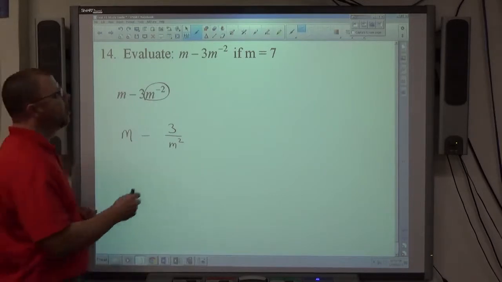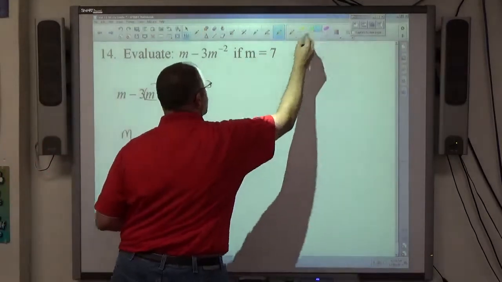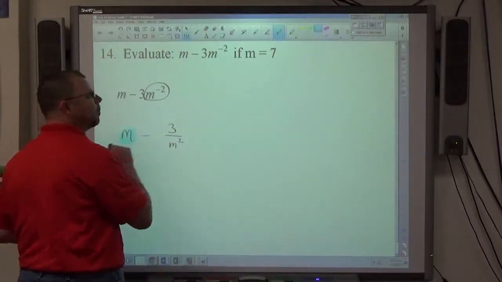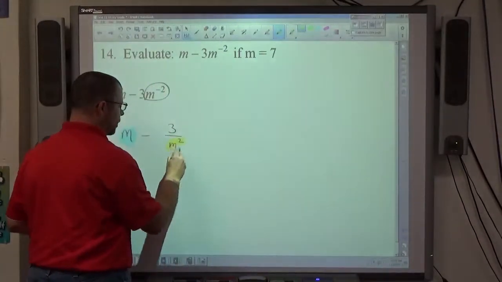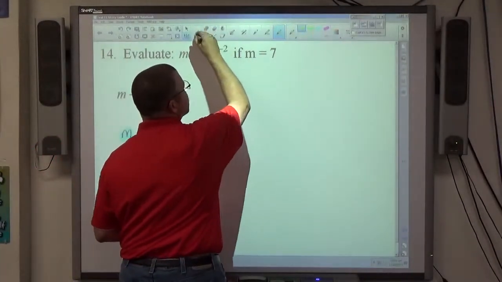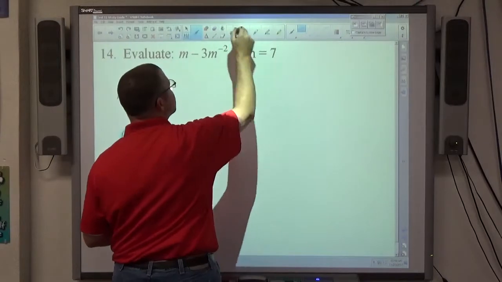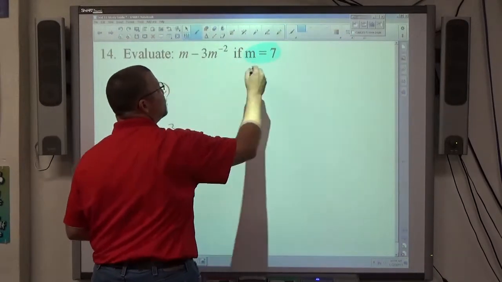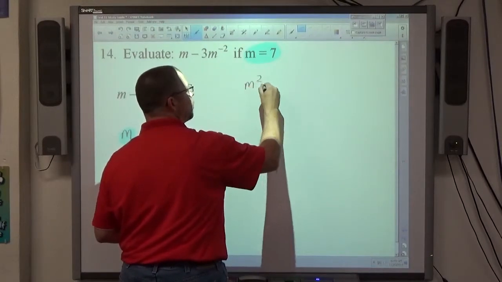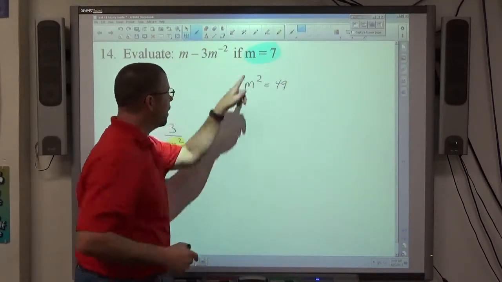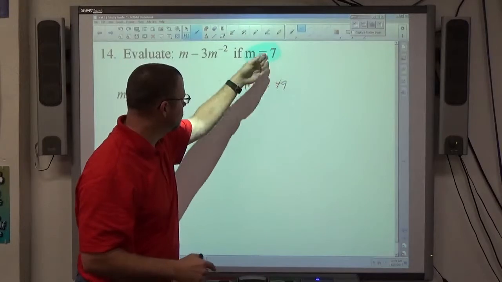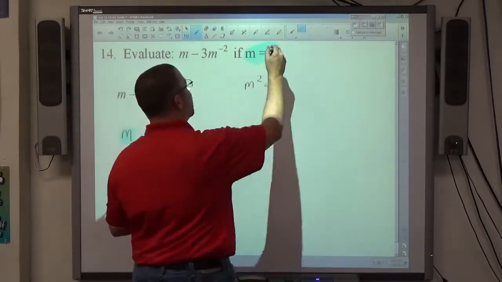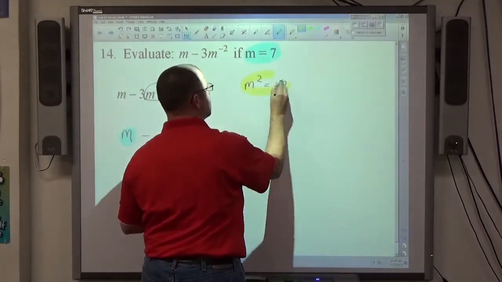Step 2. Look at what you have in your structure. I have m, no big deal, and I have m squared. Okay, all I know is what m equals. So they told me m equals 7. That's helpful. I can figure out that m squared, therefore, is equal to 49, because if I square m, I square 7. So 7 squared is 49. So I know also this fact.